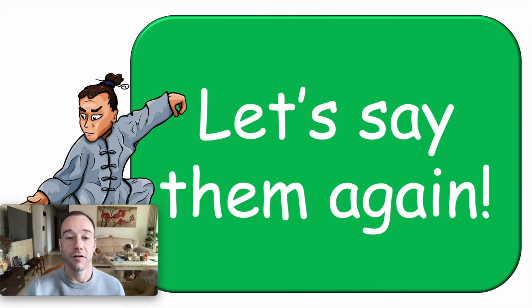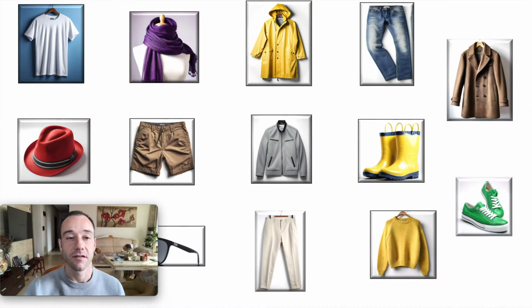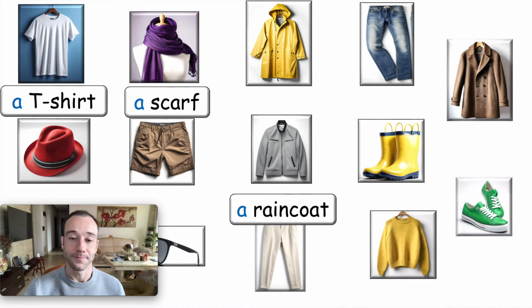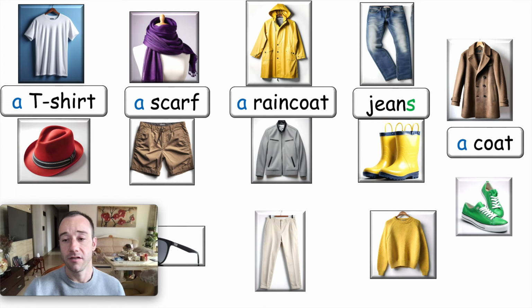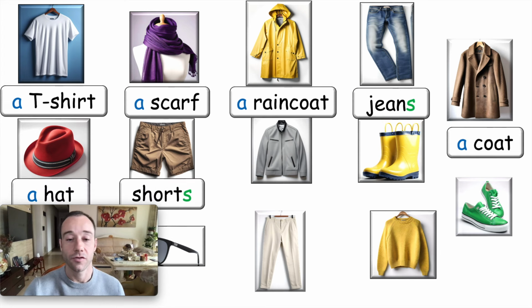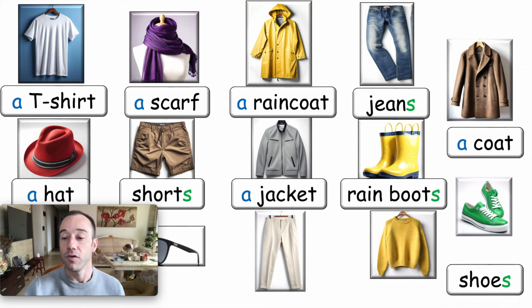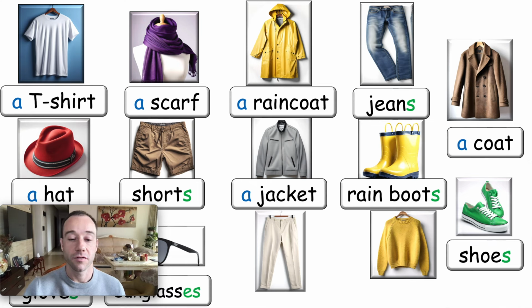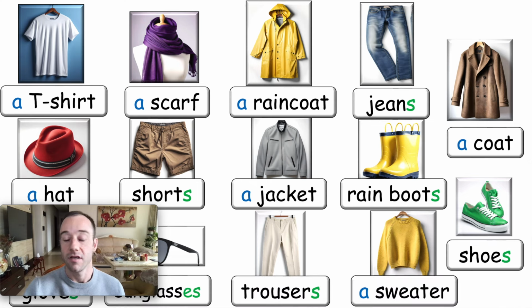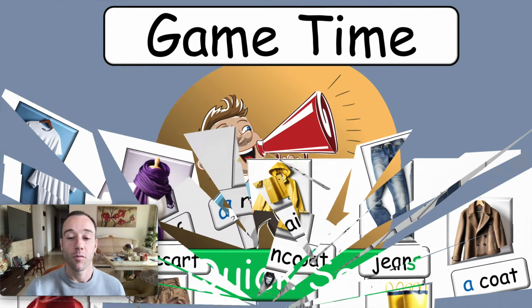Now after we teach them all the words, we need to say the words again. So we'll drill them all one more time together as a class. Okay, a t-shirt, a scarf, a raincoat, jeans, a coat, a hat, shorts, a jacket, rain boots, shoes, gloves, sunglasses, trousers, and a sweater. Okay, and then we'll play our first game.